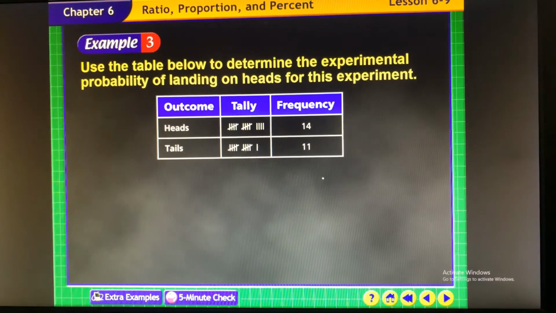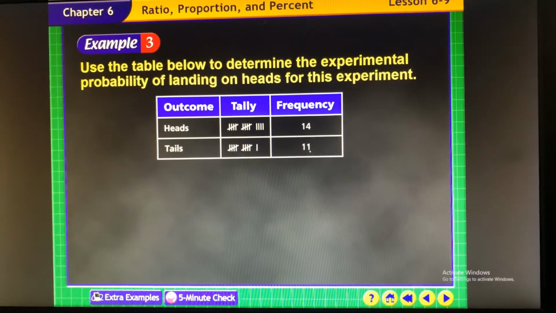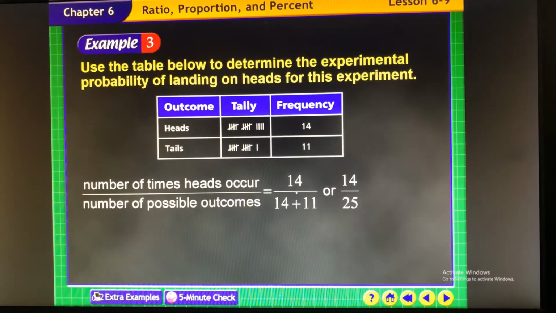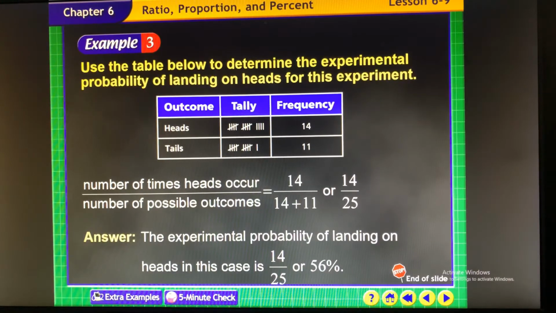All right, those were theoretical probability. This is experimental probability. So what's the probability that you're landing on heads? There's 14 out of the total experiments that you did, 25. Now remember, the probability that you land on a heads or tail is half, right? This is experimental, so we have to look at our experiment. We would like to know that this percentage would be about a half, 50%. It's pretty close.